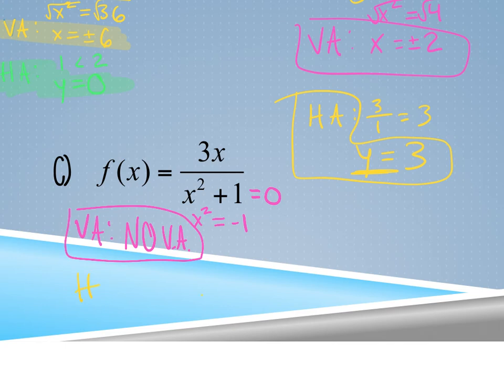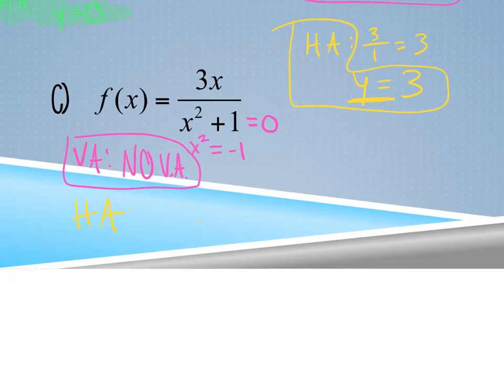What about our horizontal asymptote? 1 is less than 2, because we start with the numerator first. What do we know when we have less than? It's equal to 0, y equals 0. Perfect.